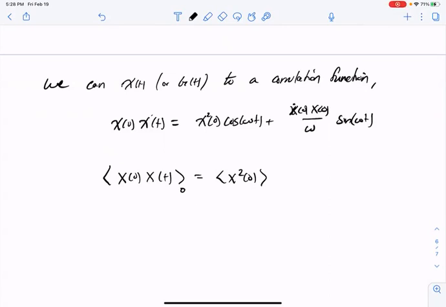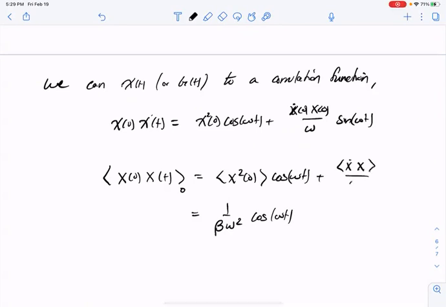these averages are averages over initial conditions. So I average x squared over a set of initial conditions. That's just a thermal average, which gives me 1 over beta omega squared from equipartition times cos omega t. Then I average x dot at 0, x at 0 over omega sine omega t. But now that is a thermodynamic average of an even and odd function of time, which means that that average is identically 0.